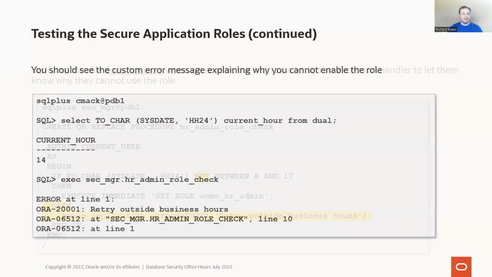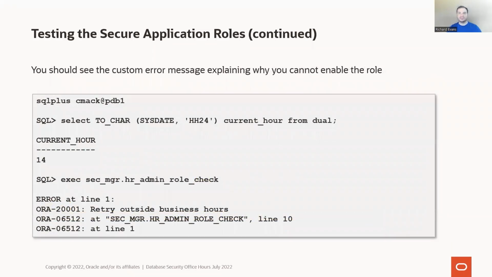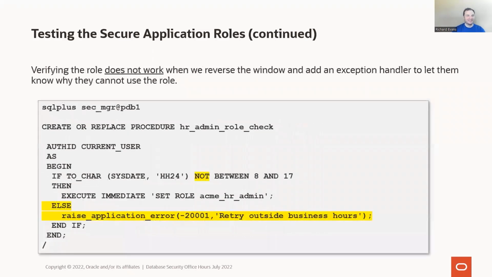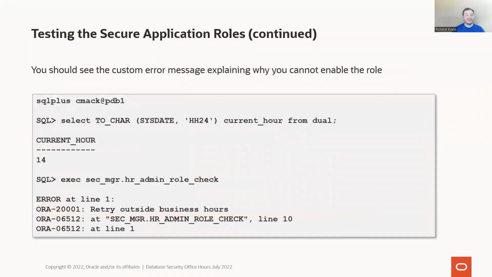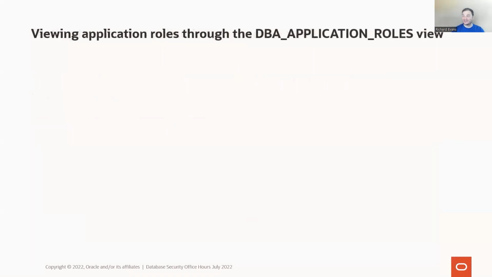Okay, let's run it again. CMAC logs in. Again, it's 1400. He runs the HR admin role check. He gets retry outside business hours. Super cool, right? We've got this procedure. We can do a lot of neat things here with it, right?